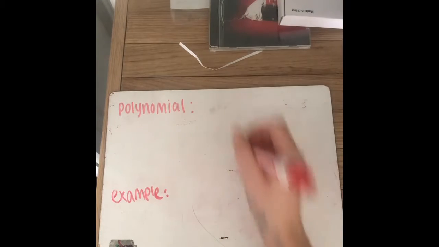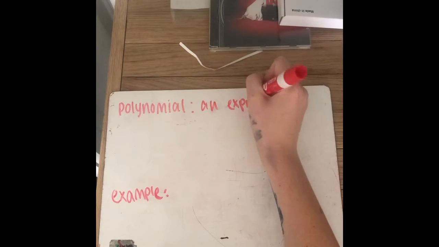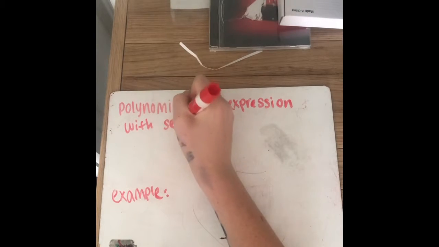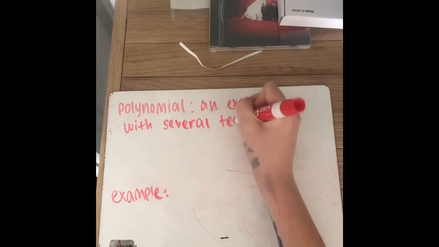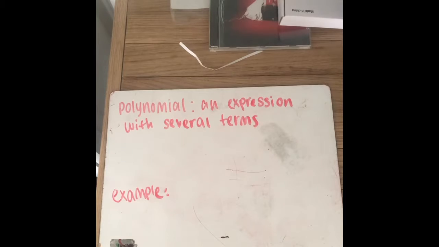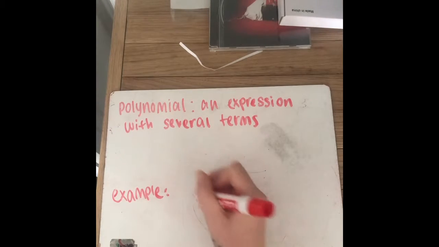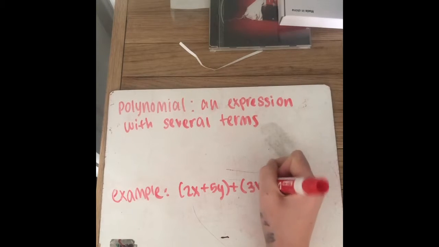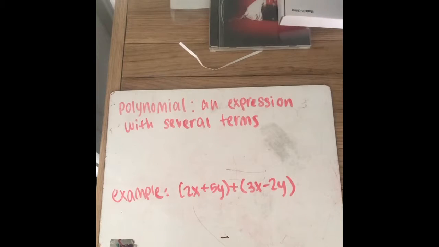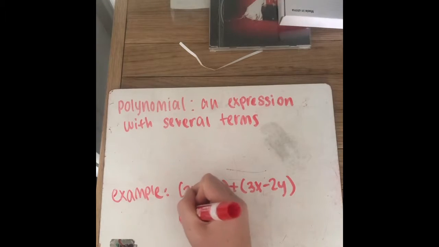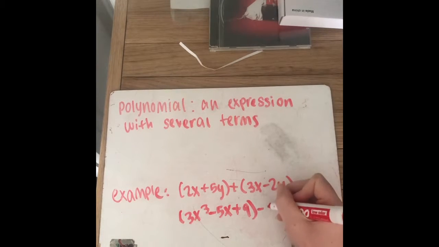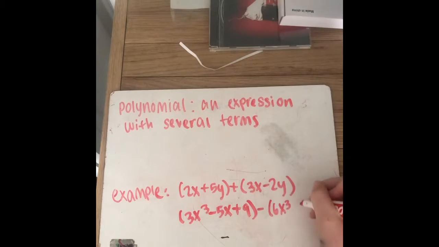So the definition of a polynomial is an expression with several terms. And since my lesson is on adding and subtracting polynomials, an example of this would be 2x plus 5y plus 3x minus 2y. So that's an example of addition. An example of subtraction would be 3x to the third minus 5x plus 9 minus 6x to the third plus 8x minus 7.